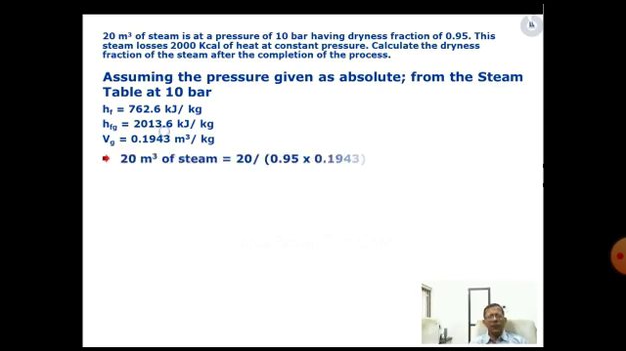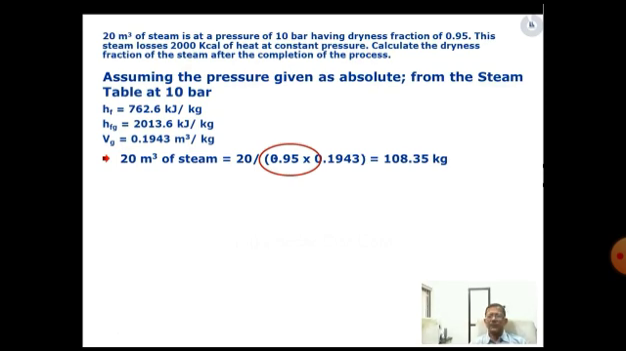Now, once we know the specific volume, we can convert the volume of steam 20 meter cube into its equivalent mass. So we divide the volume with specific volume. Do not miss that this was a wet steam and the specific volume is not Vg, it is XVg. So do write XVg instead of Vg and take the dryness fraction into consideration. So we now know the mass is 108.35 kg.